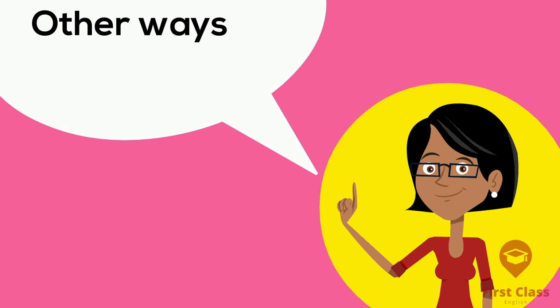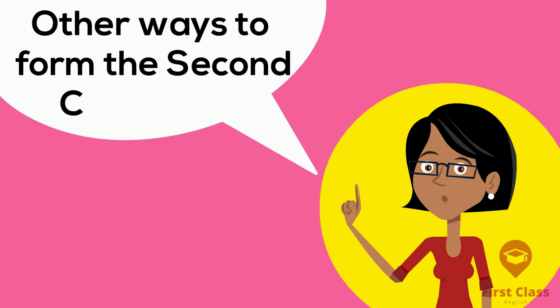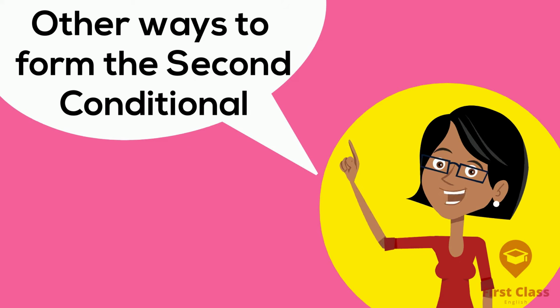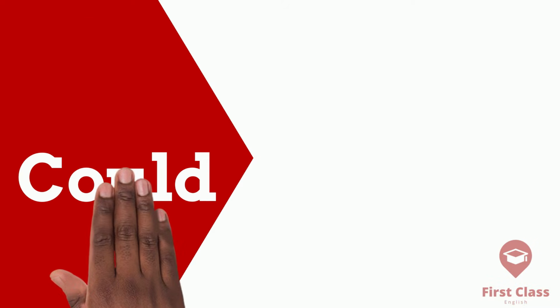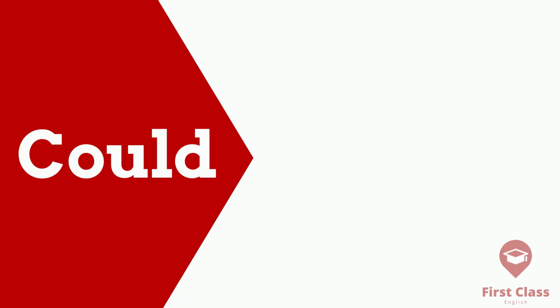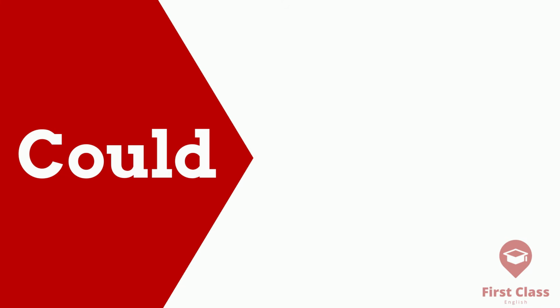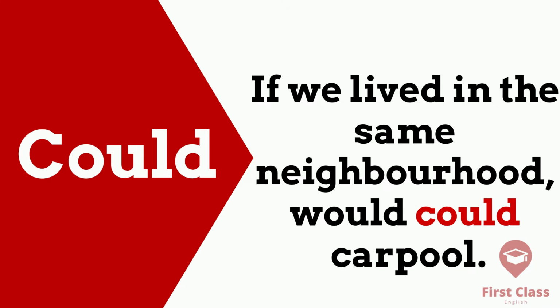Even though the second conditional uses the modal verb would, there are other verbs that we can use instead. First, you could use the verb could instead of would. For example, if we lived in the city, we could use public transport. Or, if we lived in the same neighborhood, we could carpool.